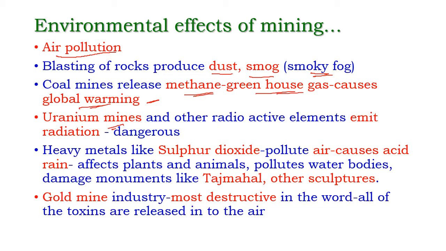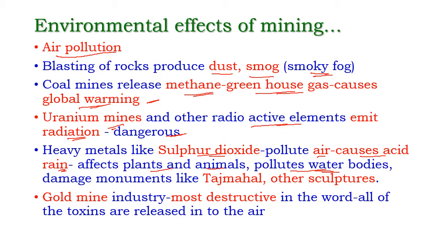Uranium mines and other radioactive element mines emit a large amount of radiation, which is very dangerous to life on Earth. Then gases like sulfur dioxide are released from the mines, which pollute the air and cause acid rain. The acid rain affects plants and animals and also the water bodies.